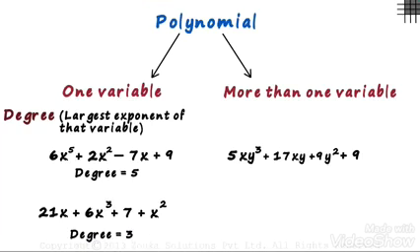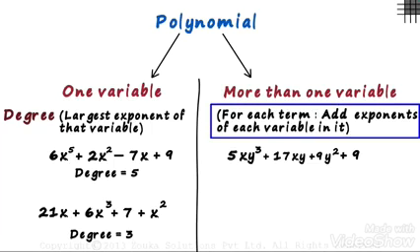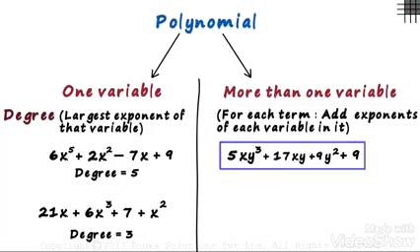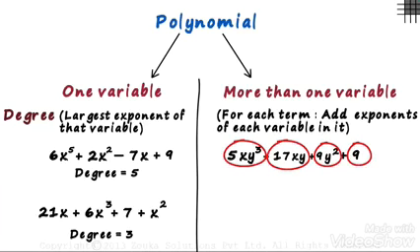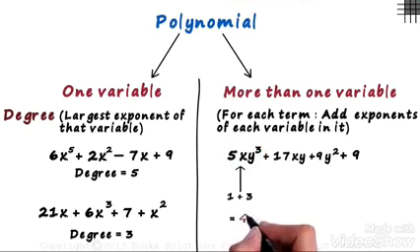Is it any different in the second case? Yes, slightly different. In the second case, for each term, we add the exponents of each variable in it. How will it work out for the first example? Remember, we have to look at each term individually. Consider the first term, 5xy cubed. We have to add the exponents of each variable in it. The exponent of x is 1 and the exponent of y is 3. So for the first term, we consider the power to be 1 plus 3, which is 4.